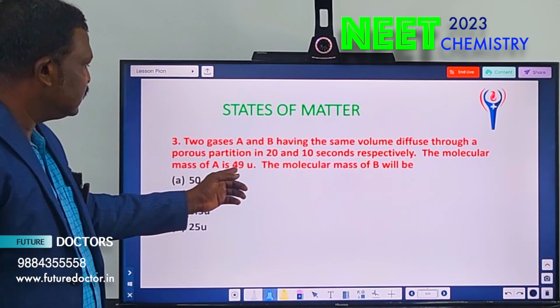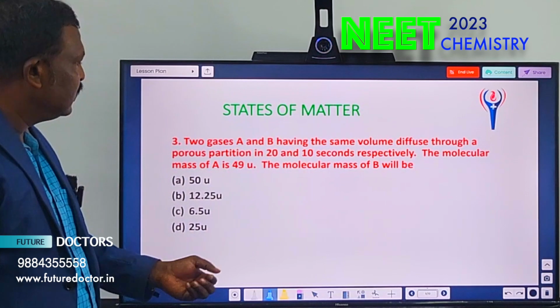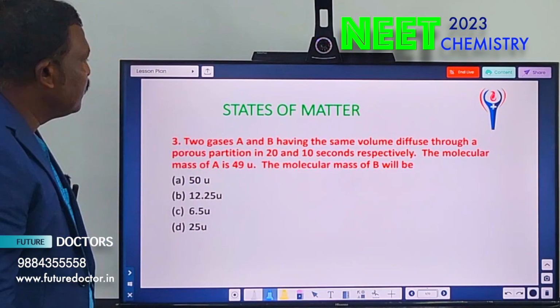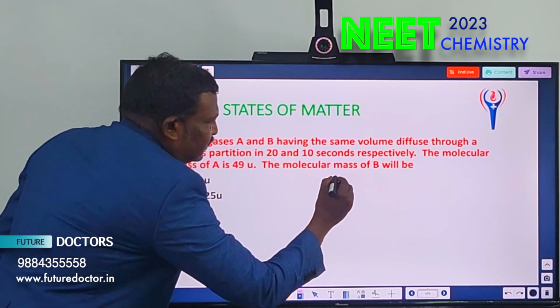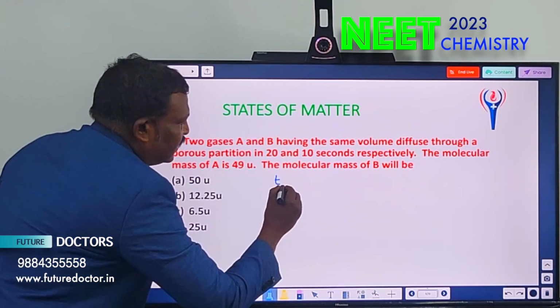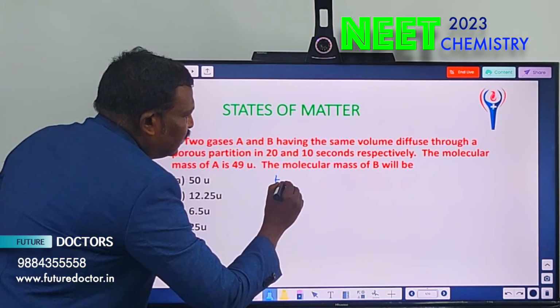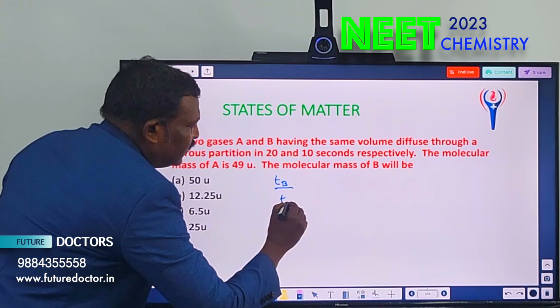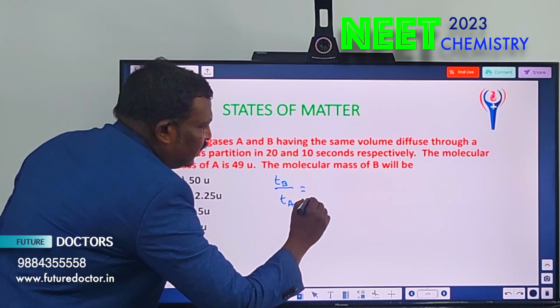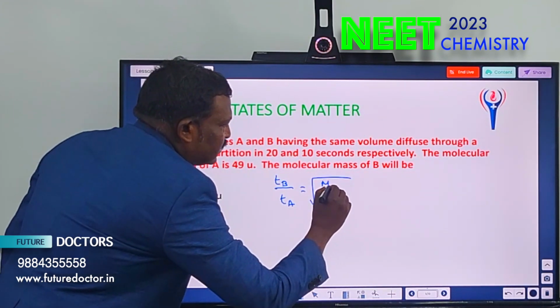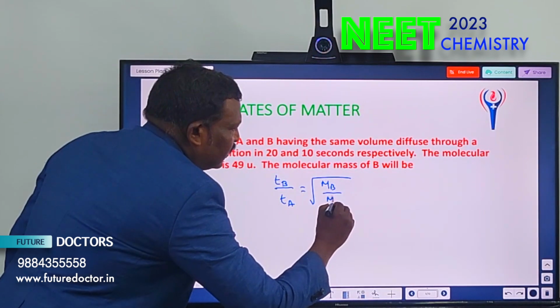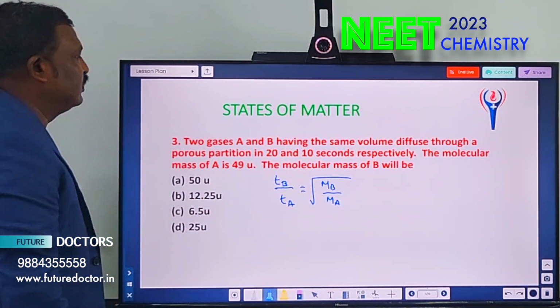The molecular mass of A is 49 U, U nothing but unified mass. The molecular mass of B they're asking. The time is given. So this formula I just remember. Suppose here if I take time of B and time of A, these two are directly proportional to molar mass of B by molar mass of A. You just substitute. Simple one.